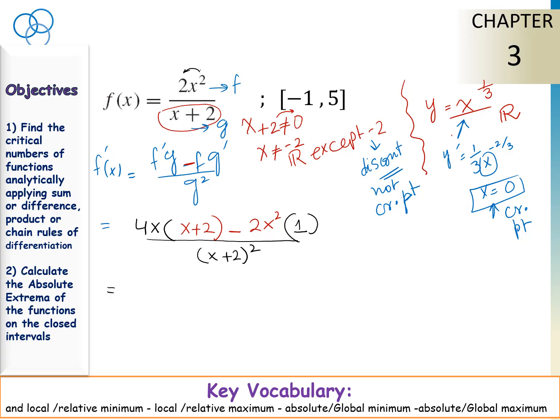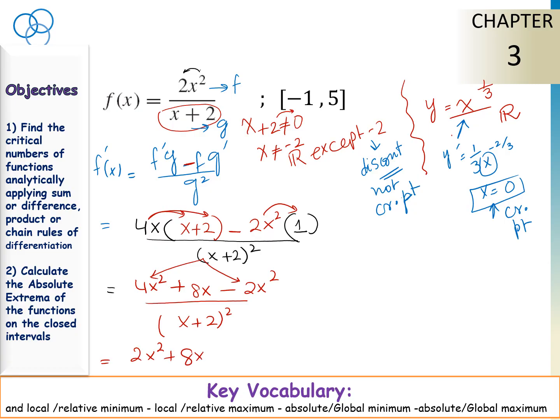Now solve. So 4x times x gives us 4x square, plus 4x times 2 gives us 8x, minus 2x square times 1 is 2x square, divided by x plus 2 whole square. 4x square minus 2x square gives us 2x square plus 8x over x plus 2 whole square. Now set the equation equal to 0.